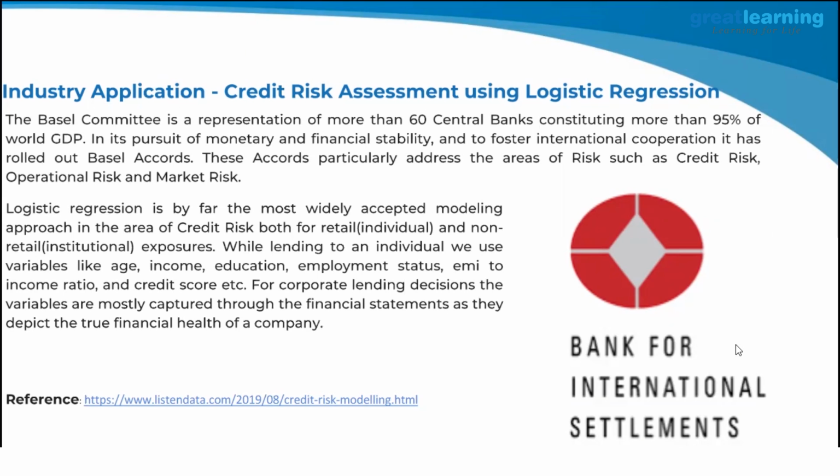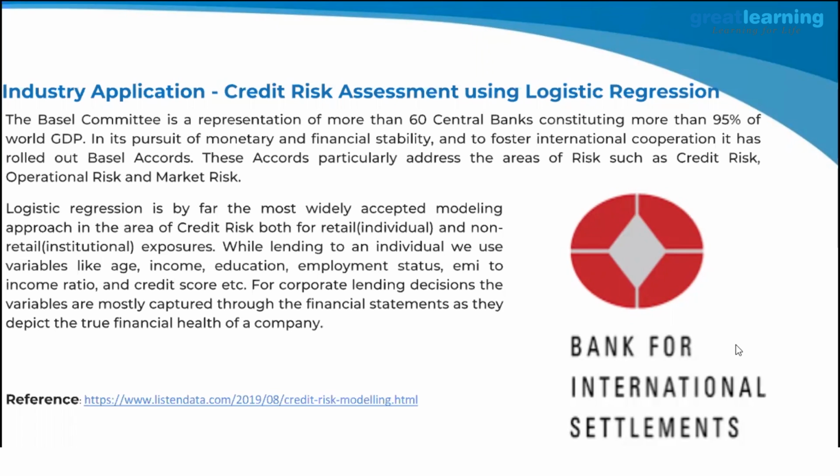Logistic regression is by far the most widely accepted modeling approach in the area of credit risk, both for retail, that is individual, and non-retail institutional exposures. While lending to an individual, we use variables like age, income, education, employment status, EMI to income ratio, and credit score, etc. For corporate lending decisions, the variables are mostly captured through the financial statements as they depict the true financial health of a company.